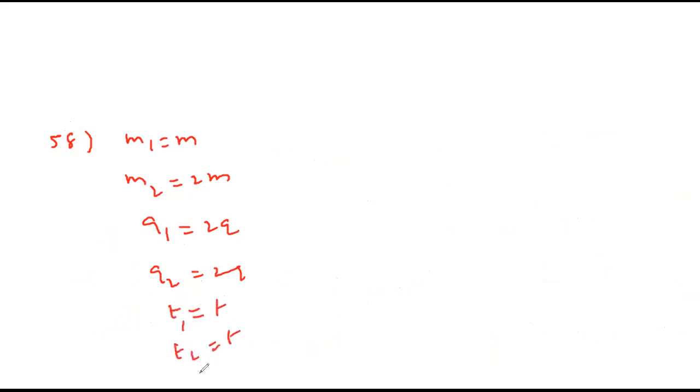Two particles of mass m and mass 2m, having charge 2q each, are placed in uniform electric field E and allowed to move for the same time. So T1 is T, T2 is T, and the field is the same for both. Ratio of kinetic energy will be how much? Will you take risk? Try.